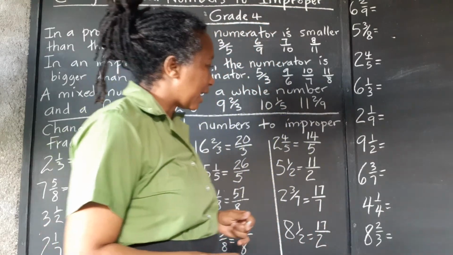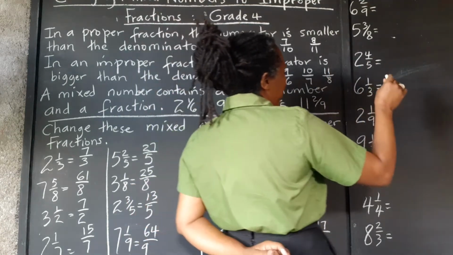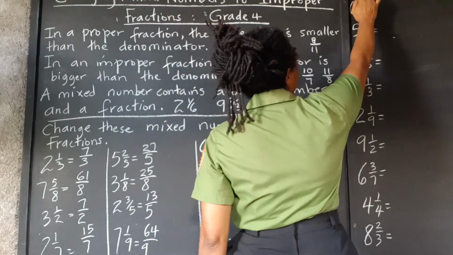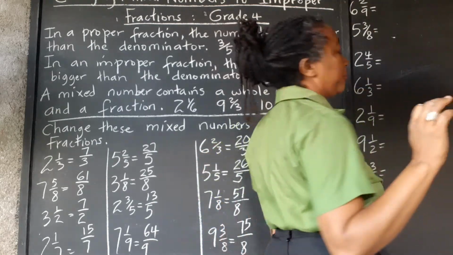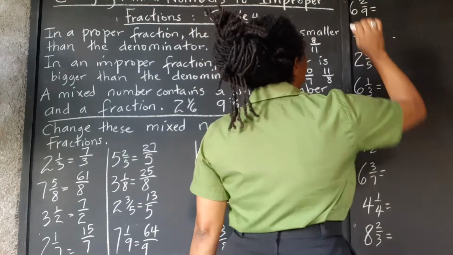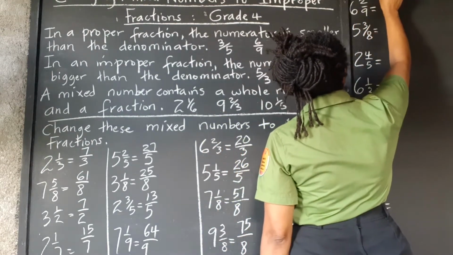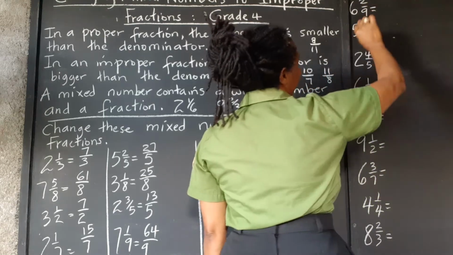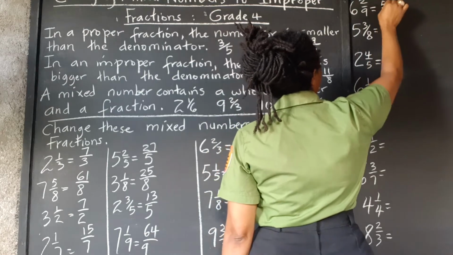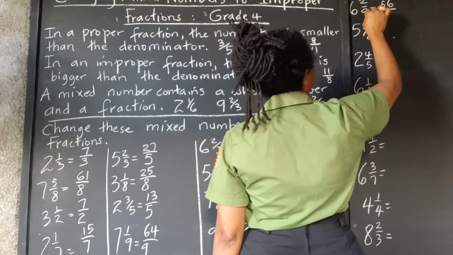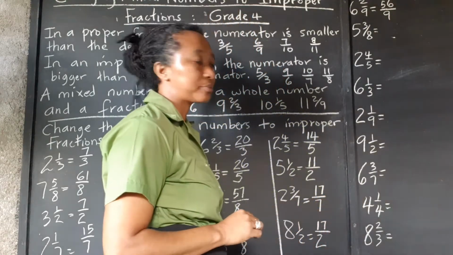Alright, so let's look at these now. Same principle: we multiply the denominator by the whole number and add the numerator. Okay? So 5 times 3 is 15 and 1 is 16. The denominator is 5. 9 times 6 is 54 plus 2, 56. The denominator is 9.